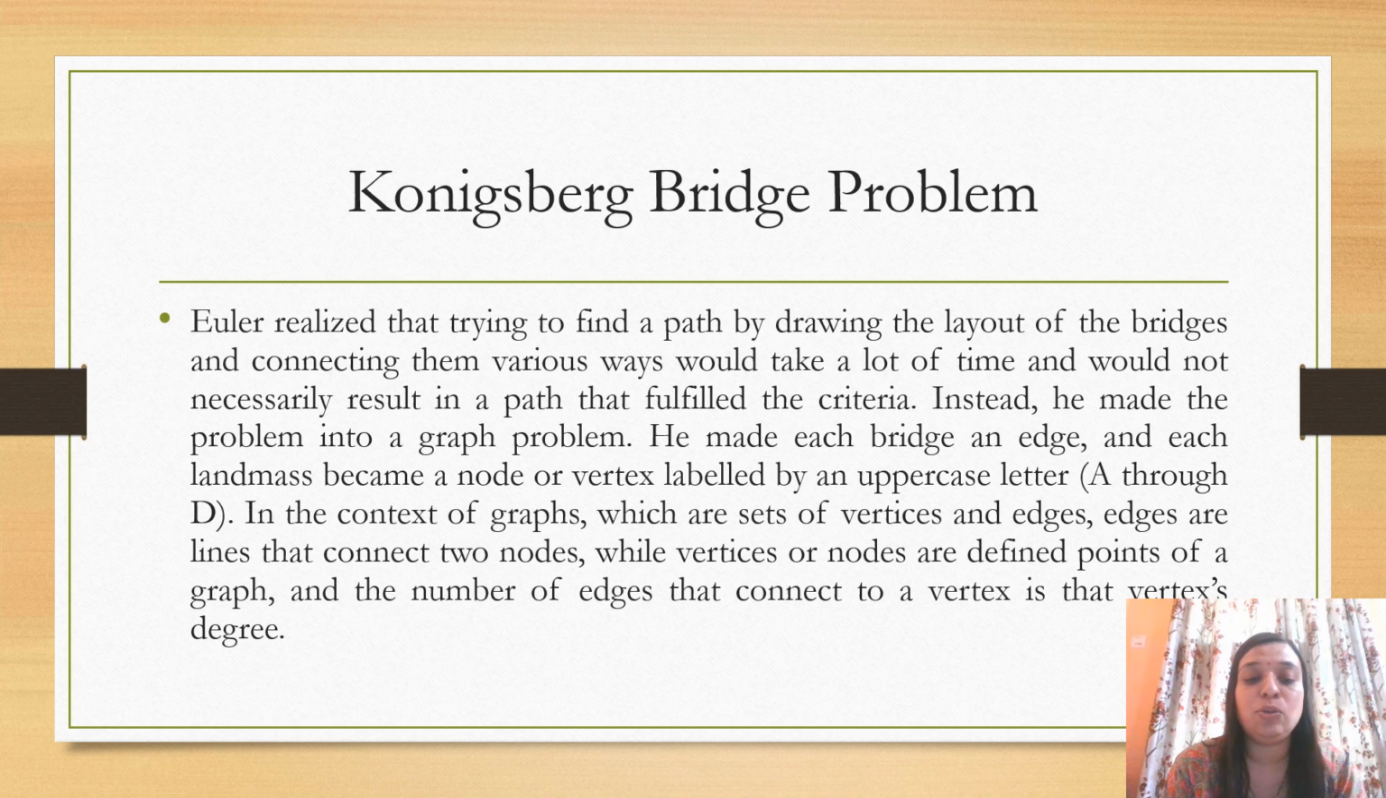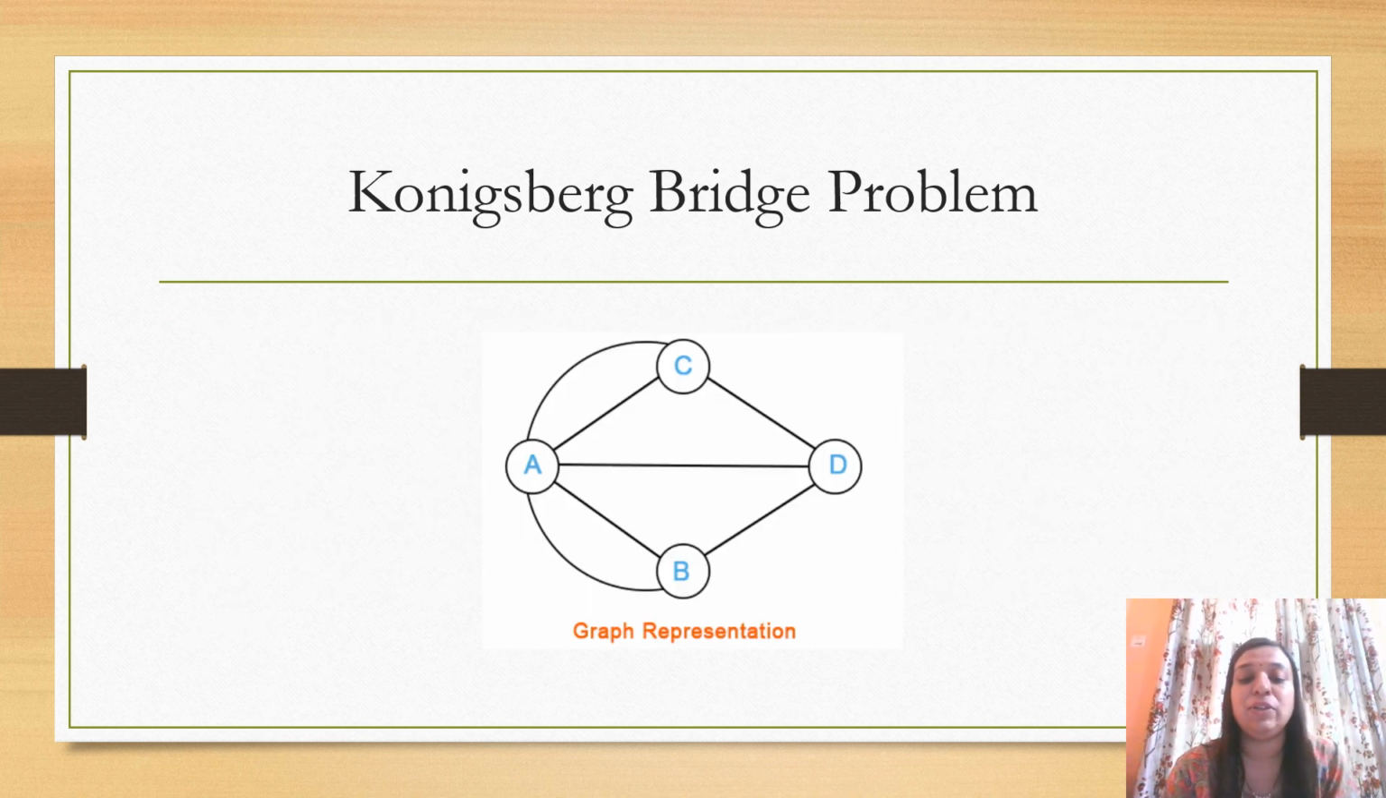So the graph that the problem reduced to had 4 vertices and 7 edges for the bridges. The graph looked somewhat like this. You can see this is A, B, C, D, the 4 land masses that the Pregel was dividing the whole city into. And you can see the bridges: 1, 2, 3, 4, 5, 6, 7. This is how the bridges are.